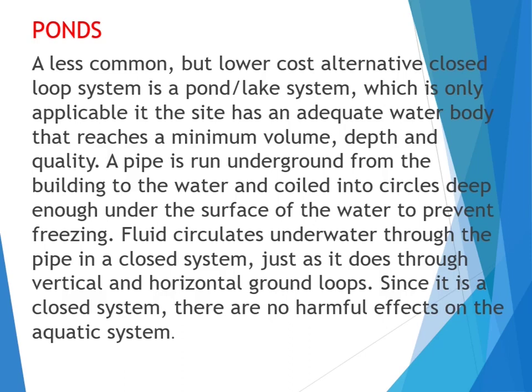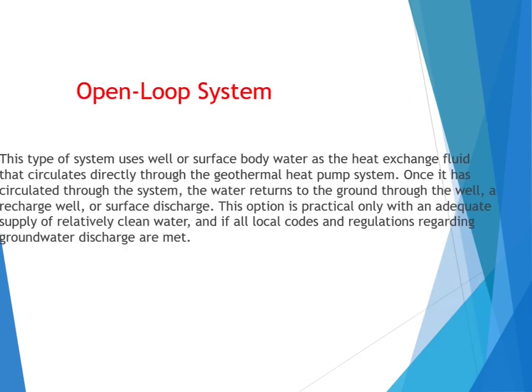A pipe is run underground from the building to the water and coiled into circles deep enough under the surface of the water to prevent freezing. Fluid circulates underwater through the pipe in a closed system, just as it does through the vertical and the horizontal ground loop. Since it is a closed system, there are no harmful effects. It is also a closed system like the horizontal and the vertical loops.